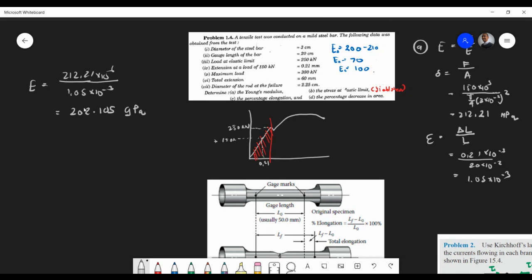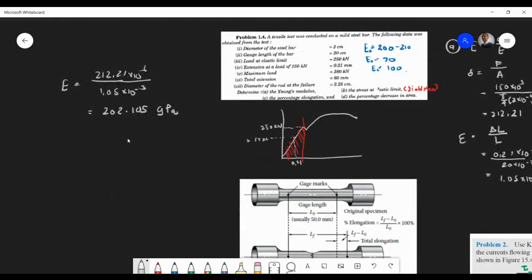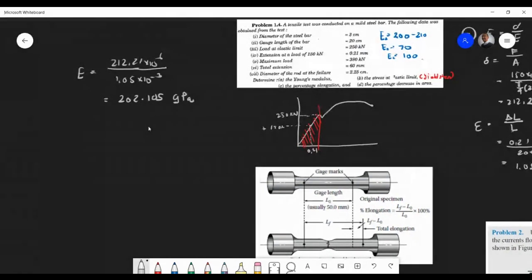For instance, what I might do in an exam or test, and please listen, I might ask you to find G, then I might ask for E, then I might ask which material you think this is. So I've got these small questions I might throw in just to see if you understand exactly what's happening. Okay, is everyone clear with finding the elastic modulus? Can we move on to B?